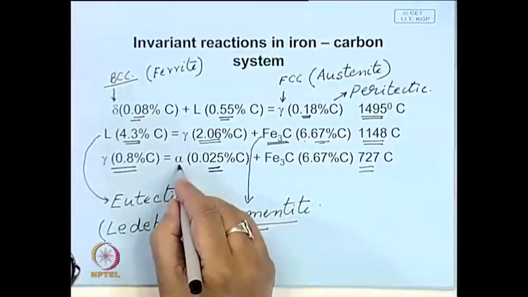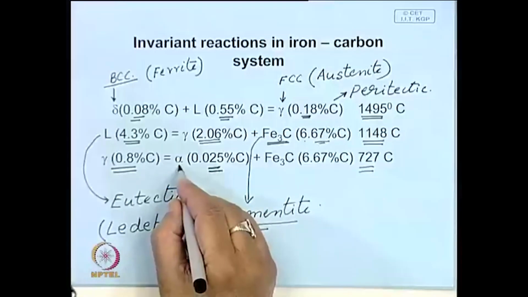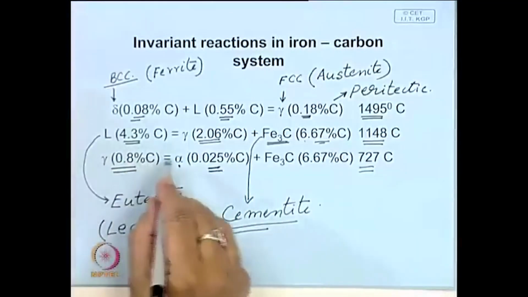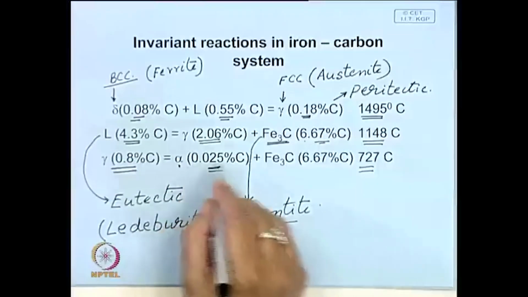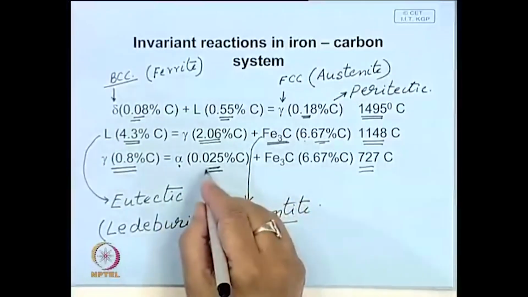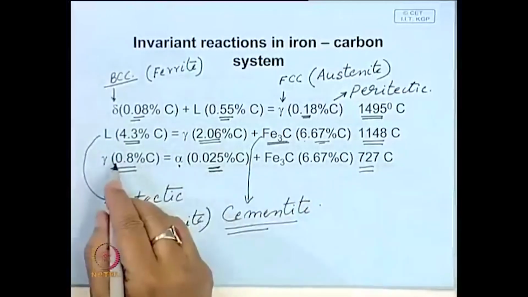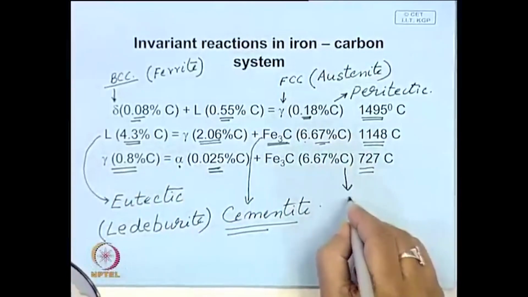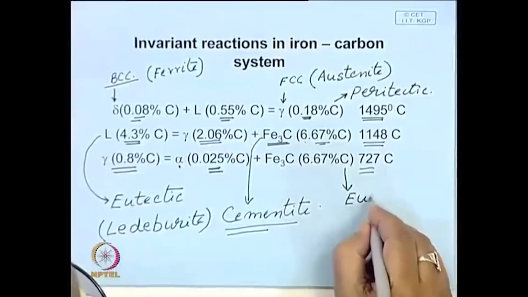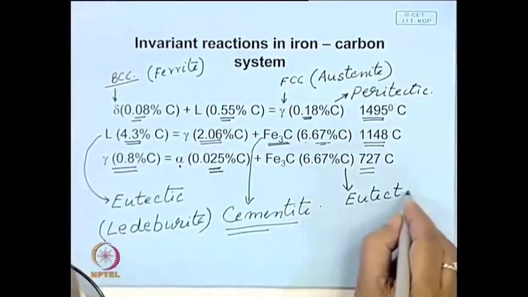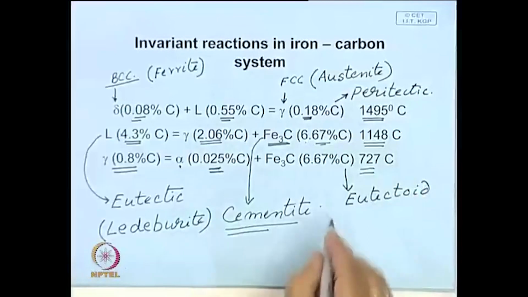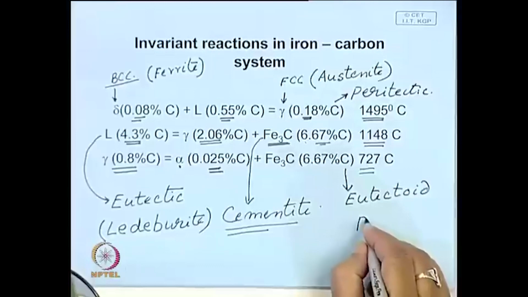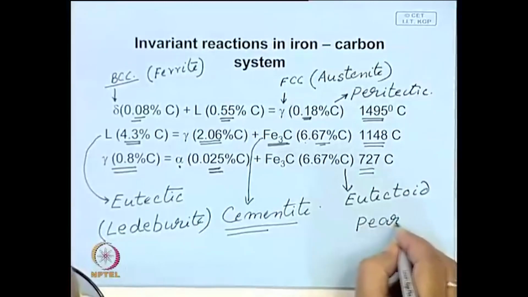This is the low temperature ferrite. This has a body centered cubic structure, and here this austenite of 0.8% carbon breaks down into a mixture of ferrite and cementite, a solid breaking down into a mixture of 2 solids. So, this reaction is called eutectoid reaction, and the product that we get, this type of structure, is known as perlite.